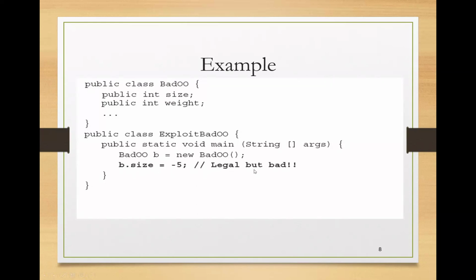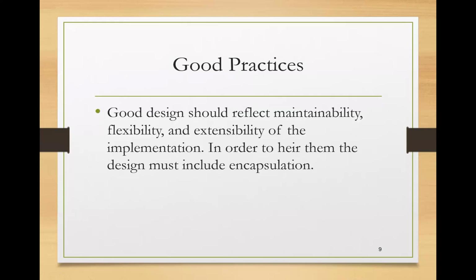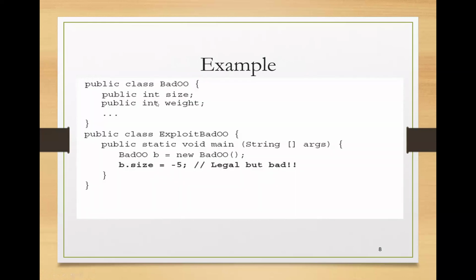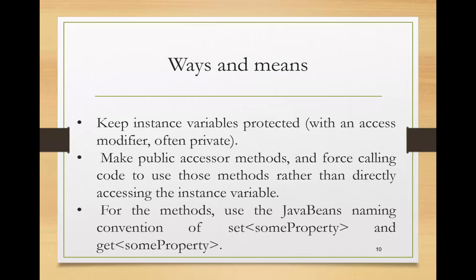Therefore, this is allowed but bad behavior. In order to make this more maintainable and reliable, what you can do is apply encapsulation. How can you make it encapsulated? By making these two instance variables, size and weight, private, and by declaring public get and set methods for the size and weight. Therefore, the ways and means are using getters and setters, which are public methods.